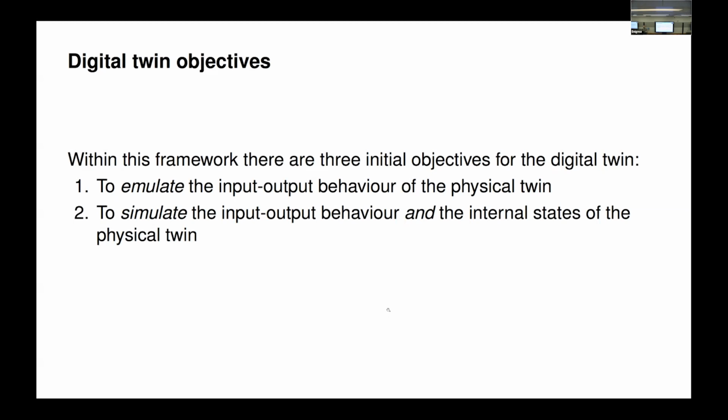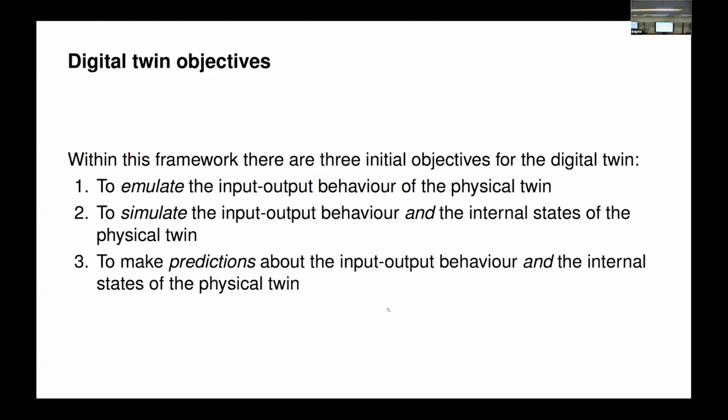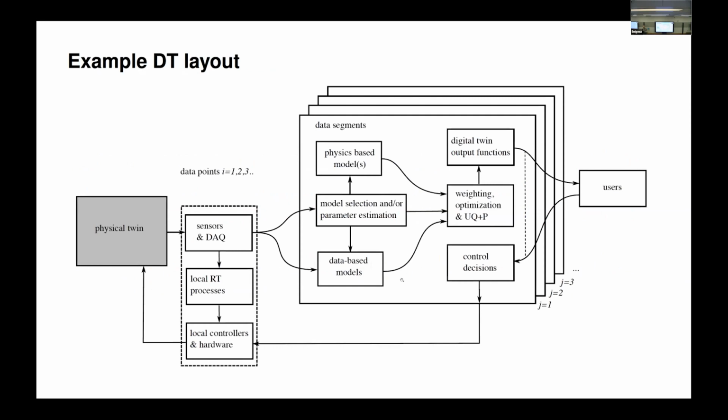And again, I'm not going to claim that I can do that or talk about that today. But then beyond that, we want to make predictions with these things as well, right? So we want to match input-output behavior and the internal states, and then possibly make predictions beyond the context of where we've kind of validated our digital twin, right? So these are sort of ascending levels of sophistication as far as I can think about it. And I'm just going to talk about something to do with the first one in this talk.